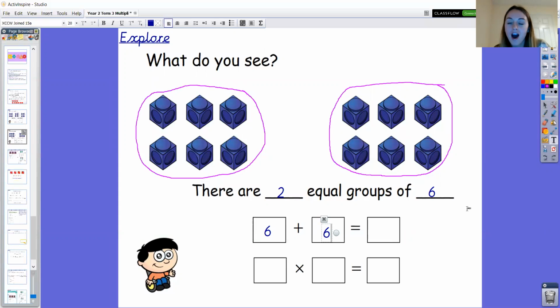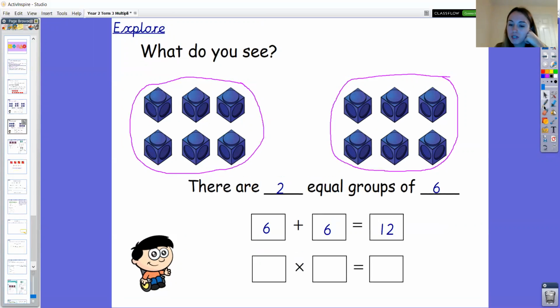6 add 6 equals... Some of you are so speedy. Oh, let's try again. I think you can recall that fact even quicker this time. I'm going to ask you slightly differently as well. What is the total of 6 add 6? Oh, well done. 6 add 6 equals 12.